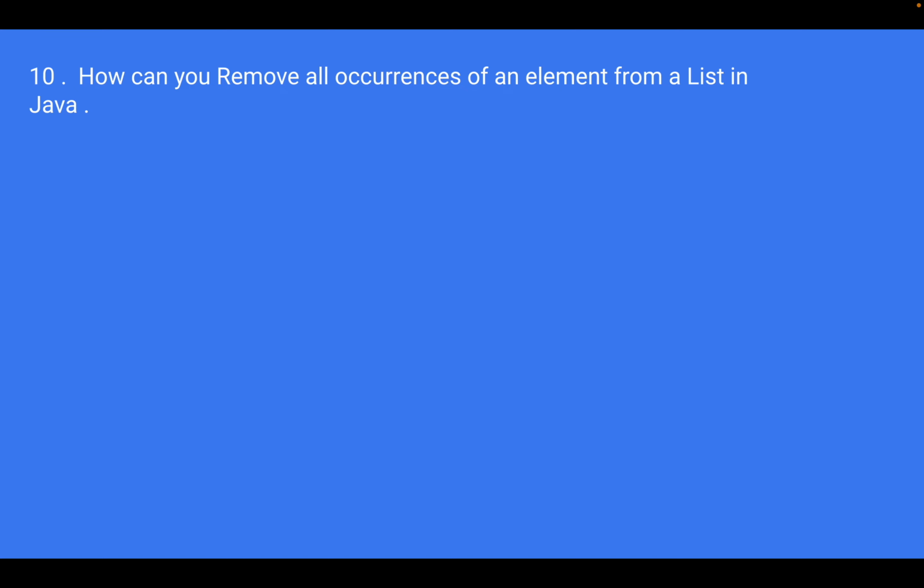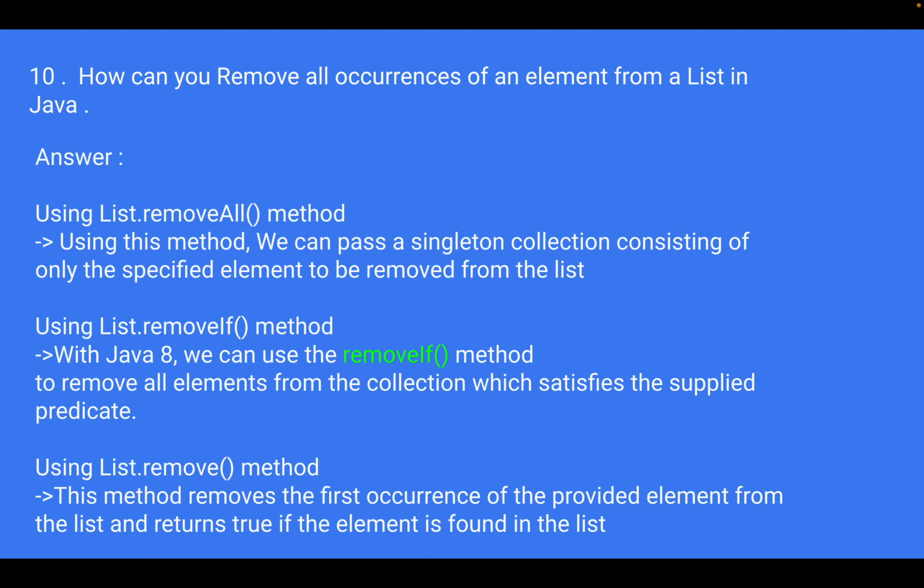So to start with the interview questions, question number 10: how can you remove all occurrences of an element from a list in Java? To remove all occurrences of an element from a list in Java, you can use various approaches. Here I will show you one of the methods using the removeIf method and the stream API.